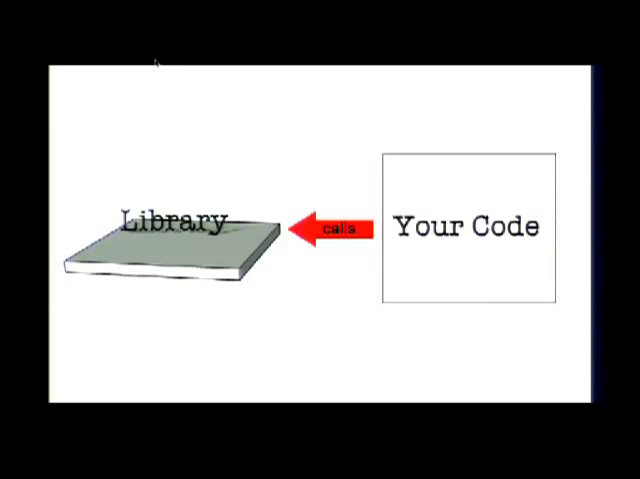So traditionally, you might have a library of classes that your code makes use of. So your code is going to call out and instantiate objects from that library of classes. And in this setup, the library is passive. It's just kind of sitting there going, here's some classes that you can use if you like. And your code is the active party. It's actively calling out and instantiating objects from those classes.